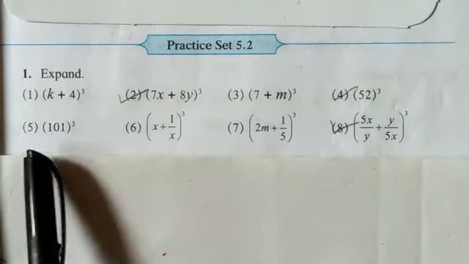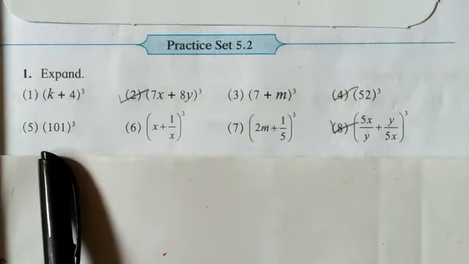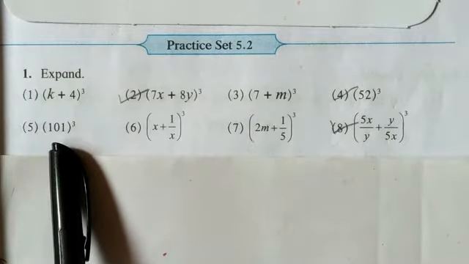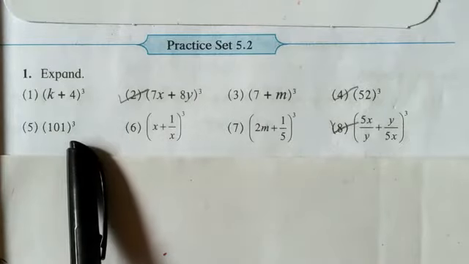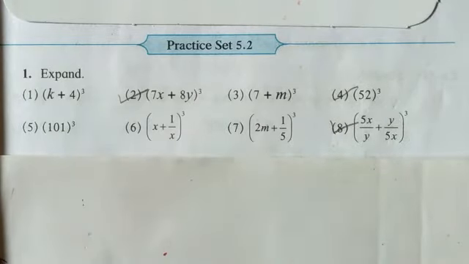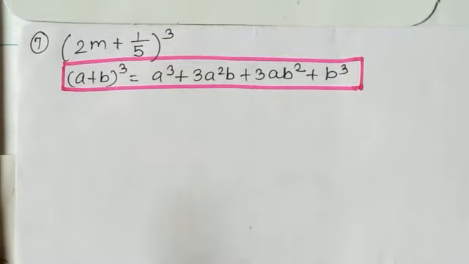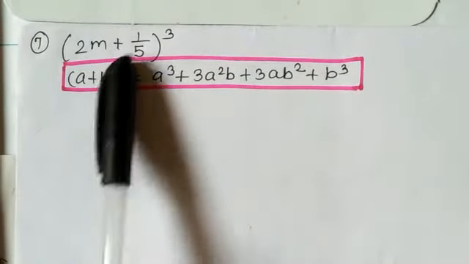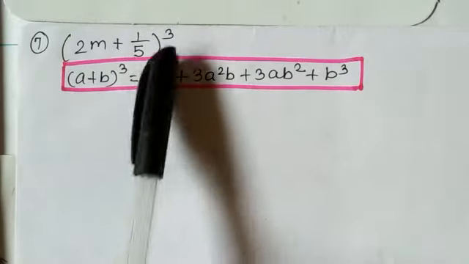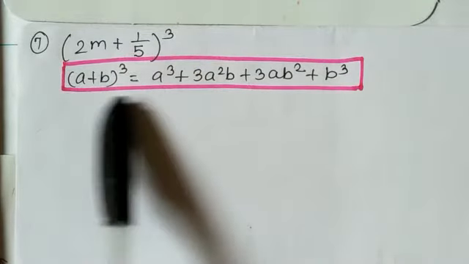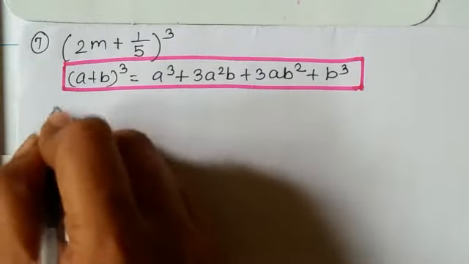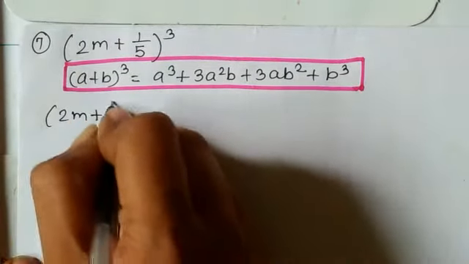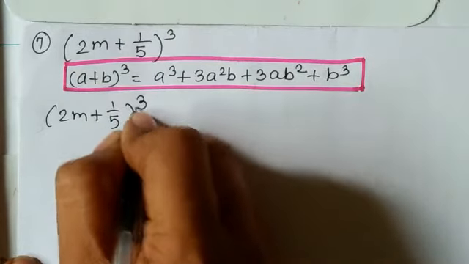Students, in the same way, you have to solve the fifth one, 101, it means 100 plus 1, and in that same way, you have to solve this sum. Among these, let's take the seventh sum. The question is 2m plus 1 upon 5 bracket raised to 3. Again, we have to write the formula, and let's go ahead. 2m plus 1 upon 5 bracket raised to 3.